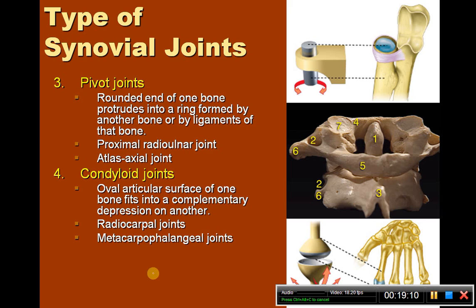So where would you find a radiocarpal joint that's a condyloid? The thumb side of the wrist? Yep, exactly. It's the thumb side of the wrist. So this allows you to move it around a little bit. I'm not pivoting it, I'm not spinning it, and I'm not hinging it back and forth. I'm also not gliding it. But I get a little bit of extra mobility because I have this egg-shaped structure, so I can wobble it around in there.